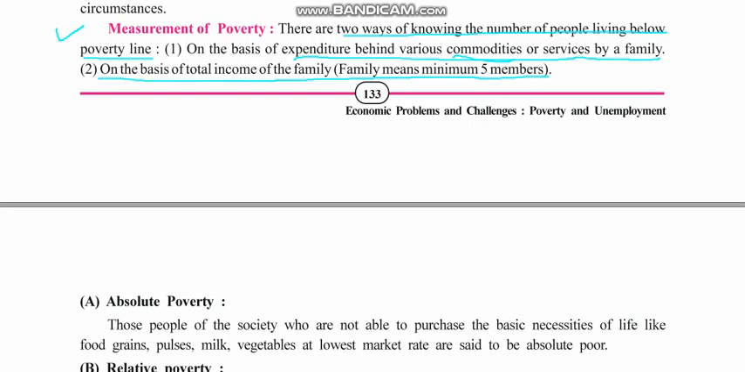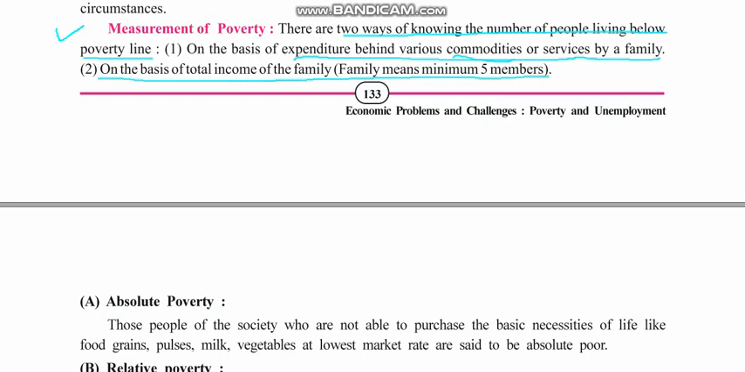Second is on the basis of the family income that is earned by a family. Now family here means 5 members, okay, mother, father and children. So at least 5 people should be there, so that is considered a family. So on the basis of that, the calculation of the family and the poverty is done.